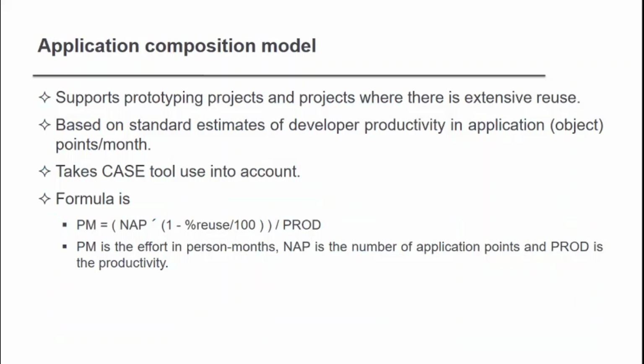Application composition model. This model is based on a formula that supports prototyping projects and projects where there is extensive reuse. It is based on the standard estimation of developer productivity in application points, taking CASE tools used into account. The formula is PM = (NAP × (1 - %reuse / 100)) / PROD. PM is the effort in person-months, NAP is the number of application points, and PROD is the productivity.